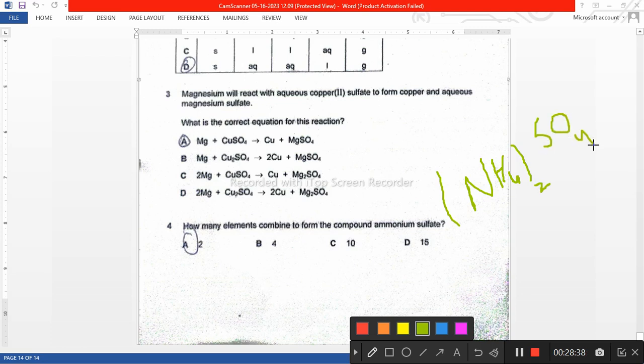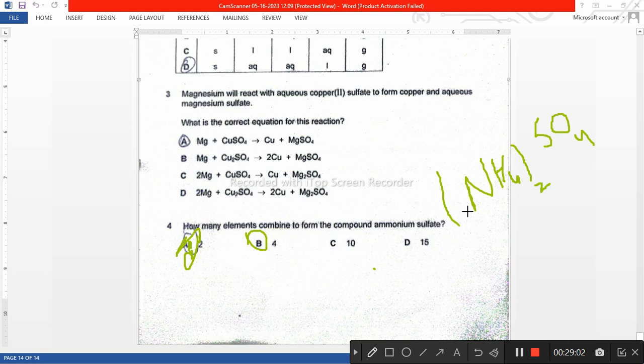Now count the elements: 1, 2, 3 and 4. So 4 is the answer. This one is not the answer. 4 is the answer because there is nitrogen, hydrogen, sulfur and oxygen.